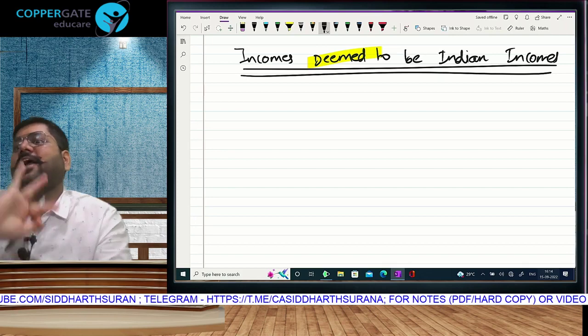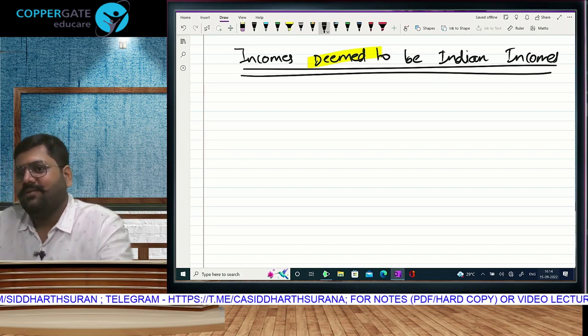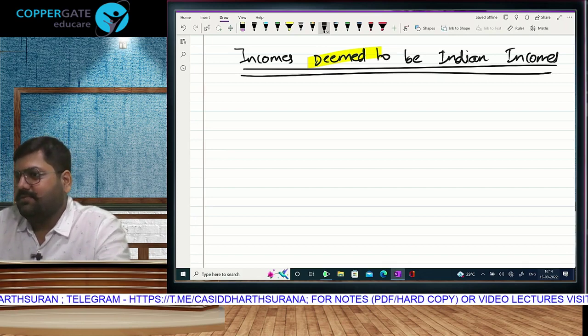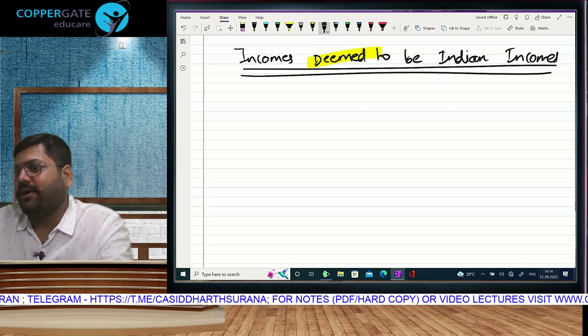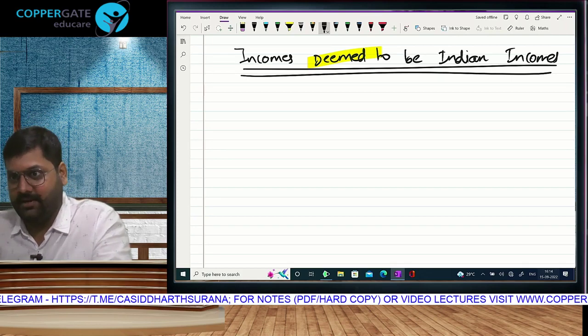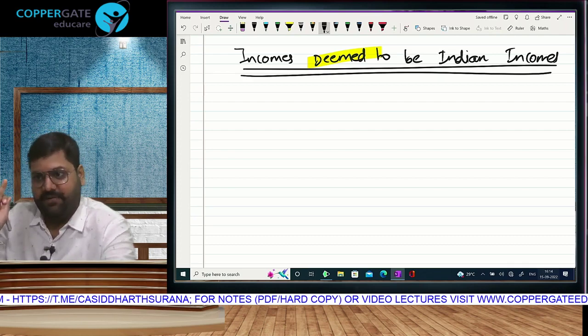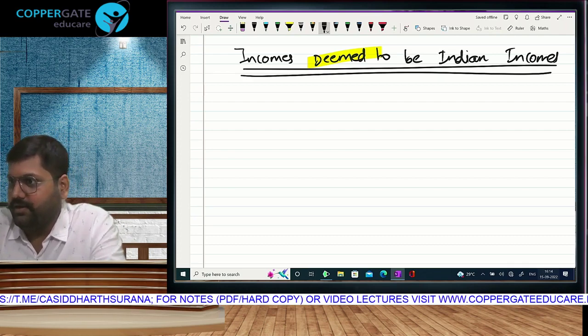So finally, for tax purposes, we will call them Indian incomes. I'll not say these are not Indian incomes. These may not be Indian incomes. But for the purpose of taxation, we will consider them as Indian incomes.